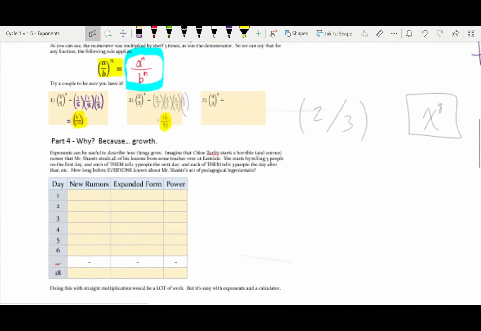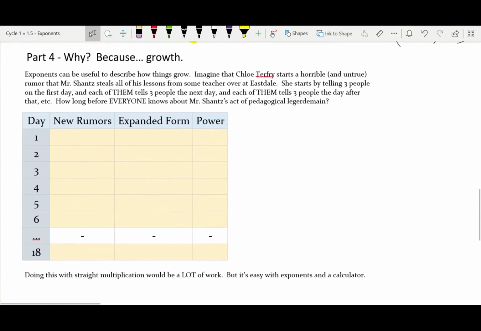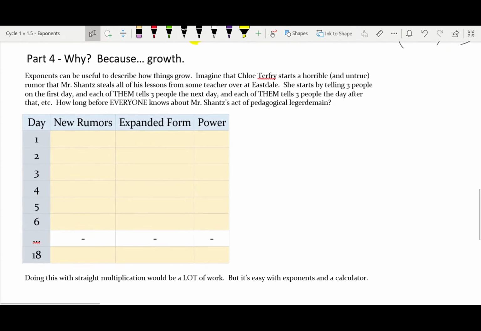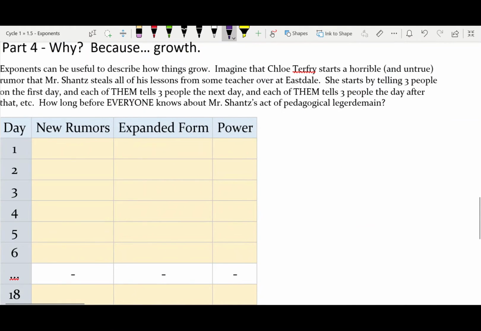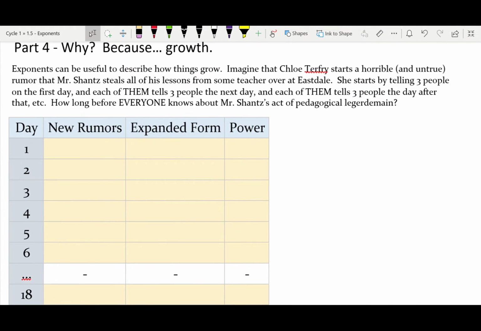All right, last little bit. This one stars Chloe. I put Chloe in this one. All right, so let's imagine we're going to see an application of how exponents can be useful to help us explain things. So sometimes things happen in an exponential way, right? So for example, imagine Chloe started this terrible, terrible rumor, which obviously would never be true, that Mr. Sean steals all his lessons from some teacher over at Easto.